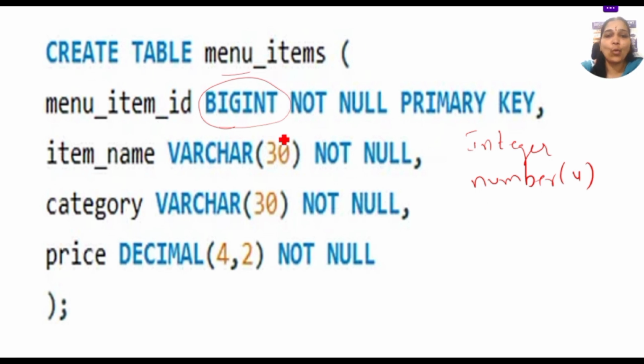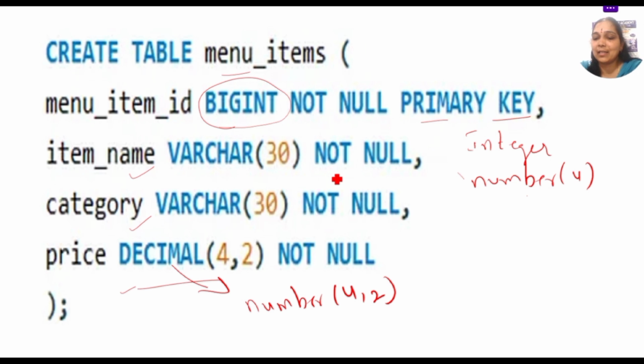Okay. So menu item ID I have created as a primary key because I need some foreign keys also. And item name, category, price. These are the minimum columns I have used here. In this table, the new things are, first, bigint instead of NUMBER(4). Next is decimal instead of NUMBER(4,2). Instead of number I have taken bigint, and instead of number I have taken decimal. These are the newer data types we are using in SQL.